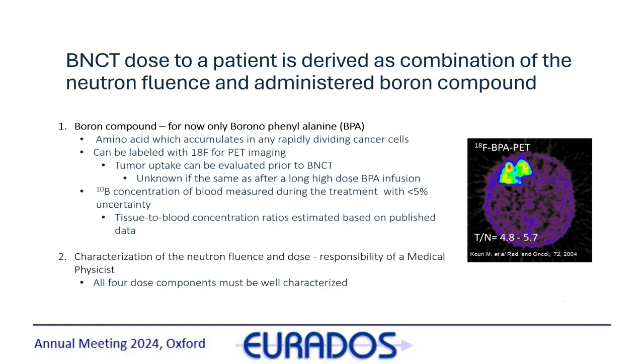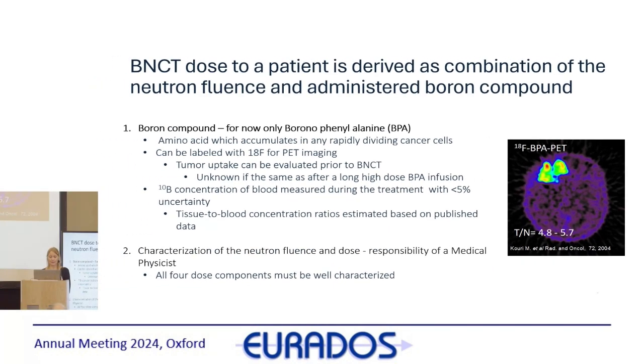As I mentioned, now only 1 boron compound has been used, but there are several under development, but that's the more expensive and complicated situation. I still hope that we will see those new boron compounds soon. Anyway, BPA is already quite good. It's an amino acid which accumulates in any rapidly dividing cancer cells, we have learned. It can be labeled with fluorine 18 for PET imaging, and we can estimate tumor uptake before BNCT.